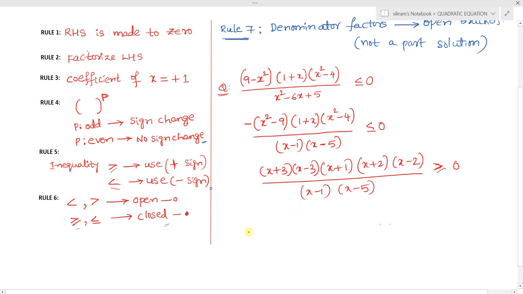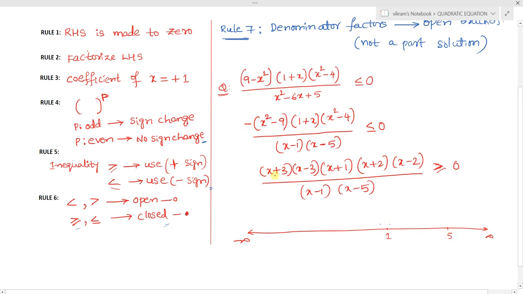Now represent on the real scale from minus infinity to plus infinity. First of all I am going for the denominator, x minus 1 means x is equal to 1, and x is equal to 5.